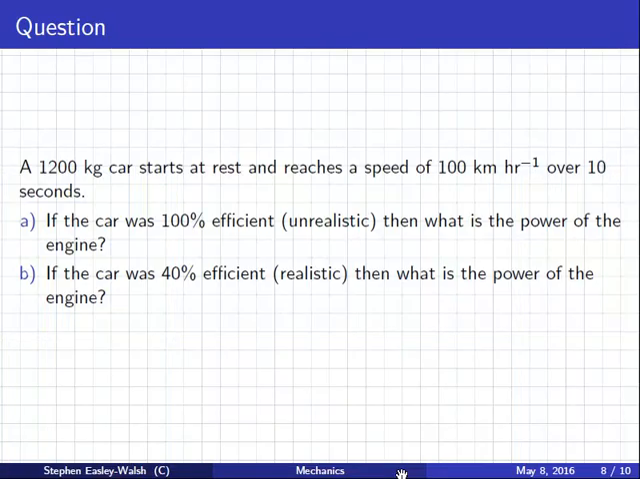Of course, no car is 100%. This is not realistic, okay? Most cars are 40%. Where is the wasted energy here in the car, the 60%? From the heat. What part of the car gets hot? The engine, the front of the car. It gets warm. Okay, try it now. What's the power if it's 40% efficient? Try that.